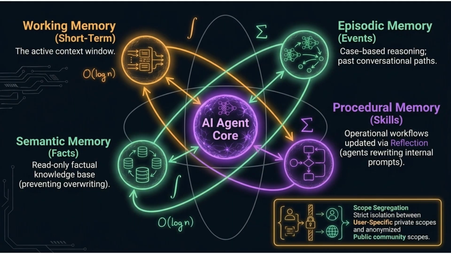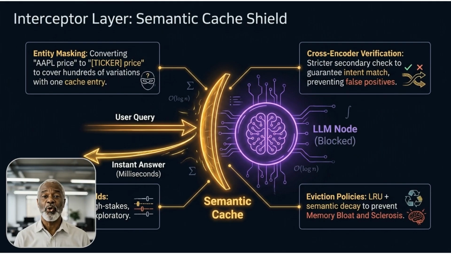The AI agent core utilizes 4 types of memory: working memory for context, episodic memory for past paths, semantic memory for facts, and procedural memory for operational workflows and skills. The interceptor layer, or semantic cache shield, provides instant answers. It uses entity masking and adaptive thresholds, with cross-encoder verification and eviction policies to prevent memory issues.